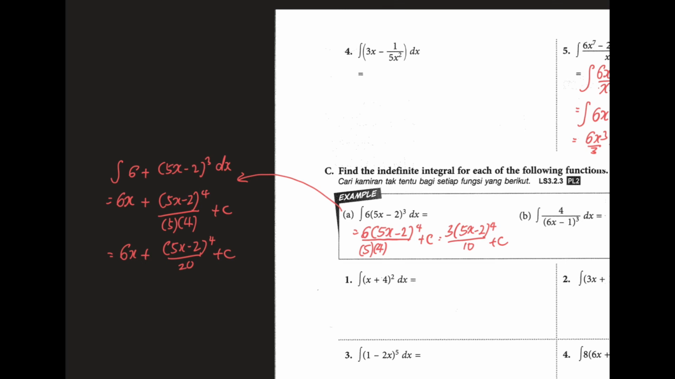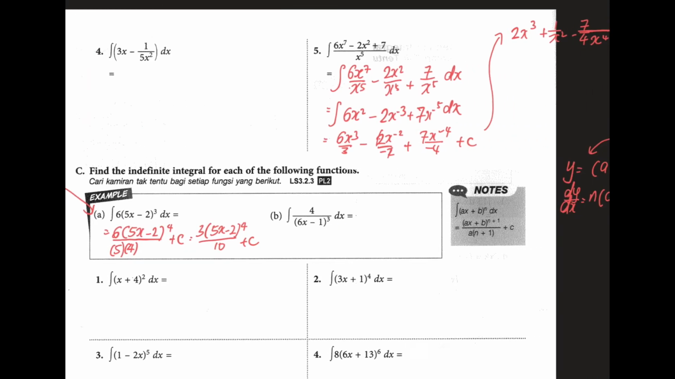So you try to see the situation here. When the 6 is multiplying, no need to care about it, no need to integrate it, just leave it there. But if the 6 is plus or minus with the other term, then you need to integrate the 6, and you need to integrate this also. Okay, so that's the difference.